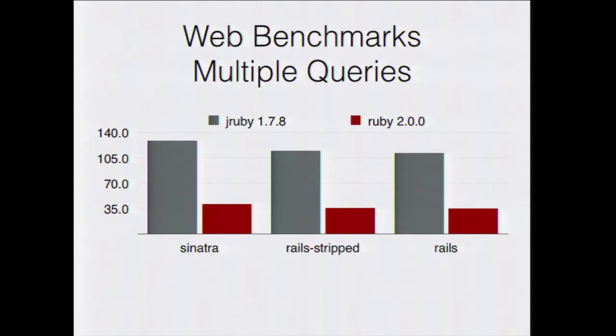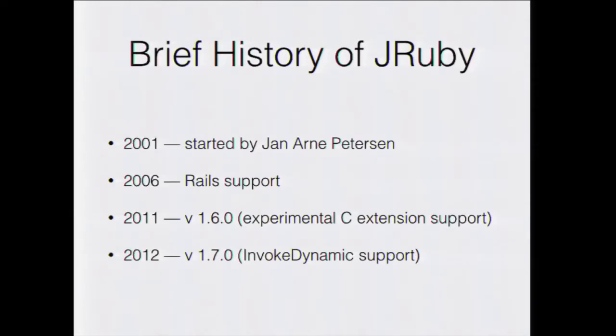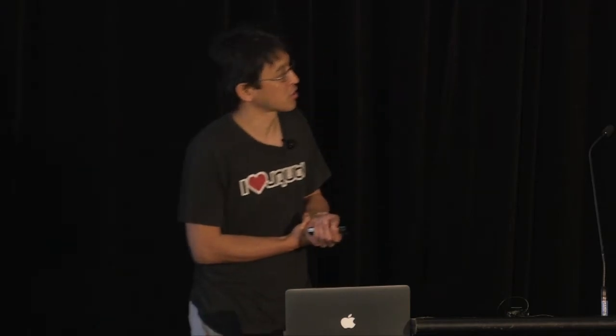Okay. All right, let's look at the history of JRuby. JRuby is surprisingly young. 2001, started by a German programmer named Jan Arne Petersen. I have never met him. I would like to give him a hug. But he started the project in 2001. In 2006, Rails support came along. And this is around the time when Charles Nutter and Thomas Enebo, the current co-leads of the project, joined the project to make it massively better.